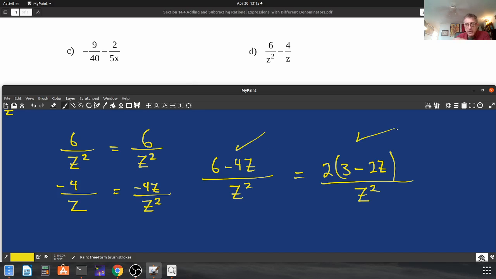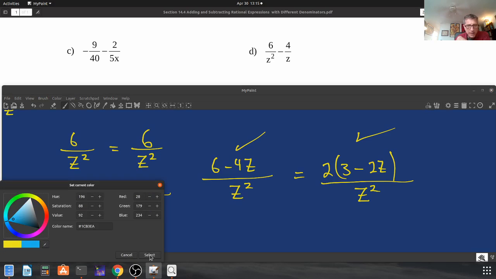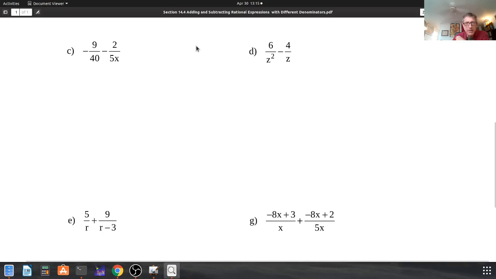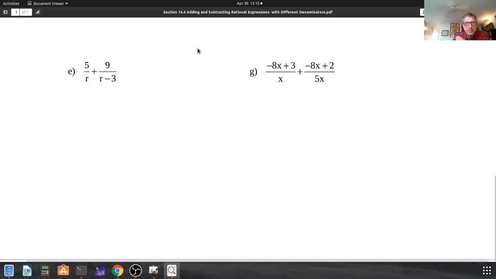Because think about it, if the bottom turned out to be 2z squared, then we would have a factor that we could cancel out. But of course it didn't turn out to be that way, so it didn't matter. And these will be our last two examples. This is going to be a really short lecture.